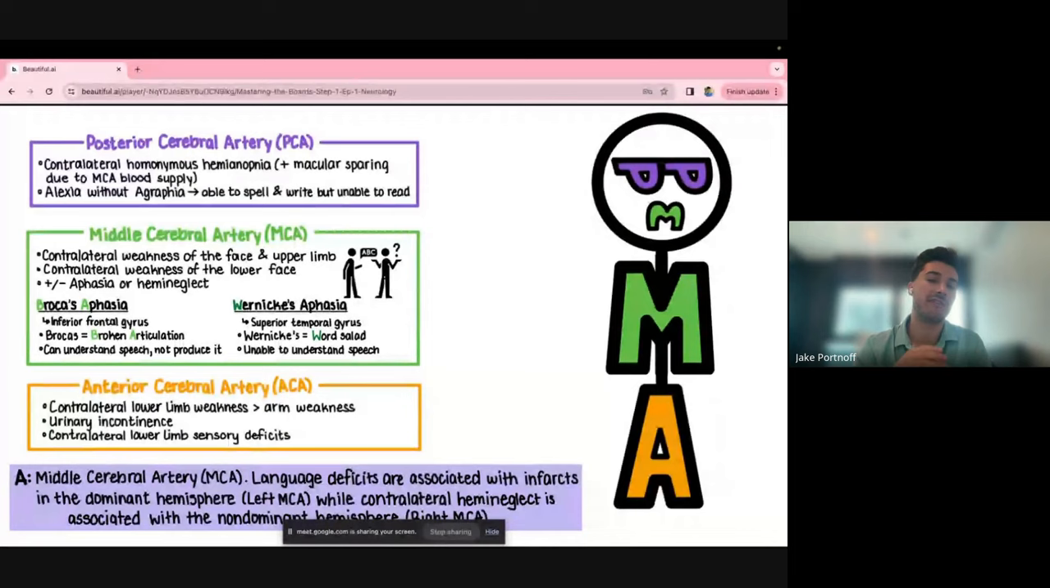If they give you findings like this, think of the right MCA, that is your typically non-dominant hemisphere. If they give you speech findings, such as in Broca's aphasia or Wernicke's aphasia, right, you're more thinking a left MCA stroke, okay? Does that make sense, everyone? And again, come back to this simple drawing. It's really, really easy to just get the PCA, MCA, and ACA strokes down pat with that, okay?